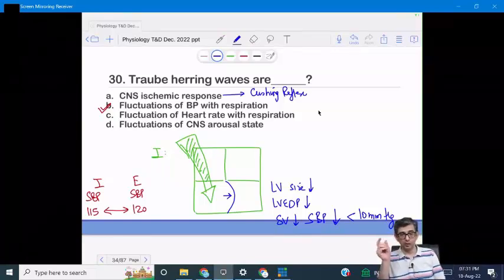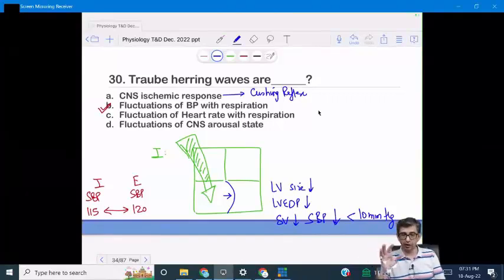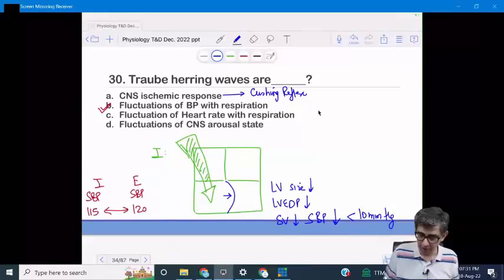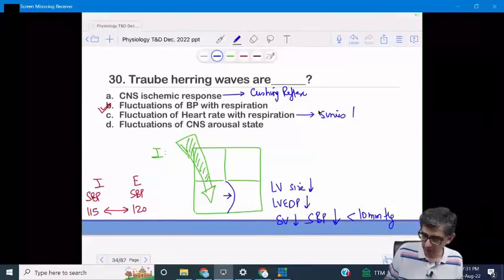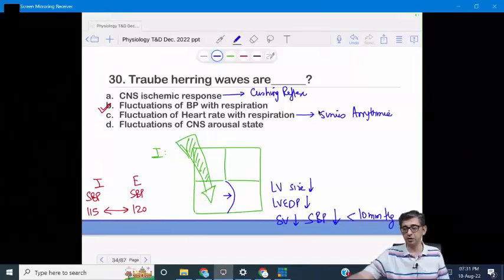It was only between B versus C that you had to work out. With inspiration and expiration the heart rate also changes actually, because of the vagus nerve; the vagus nerve discharge varies with respiration, so that this fluctuation of heart rate with respiration is what is called as sinus arrhythmia. Our heart rate is not constant with inspiration and expiration; that is due to fluctuations in the vagus nerve discharge.